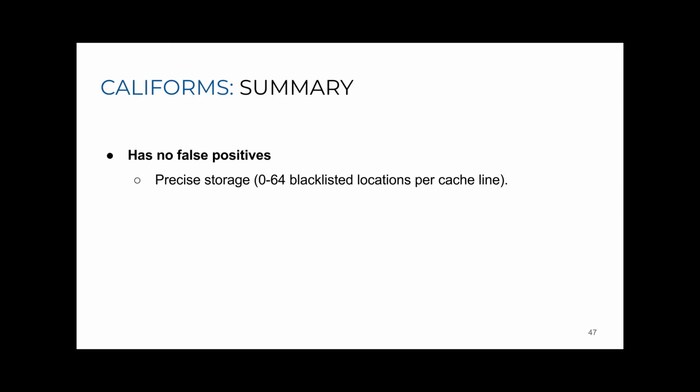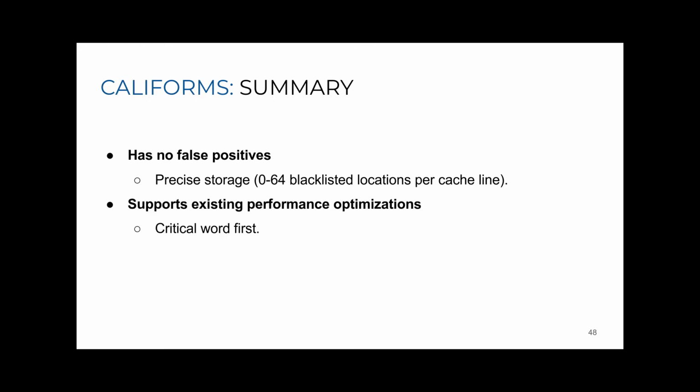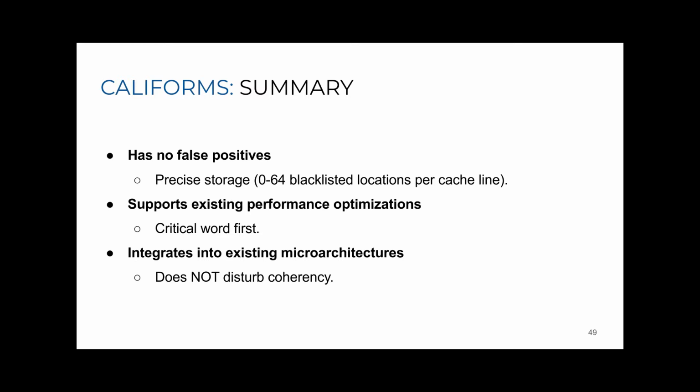Now, and to summarize, we note that Califorms has the following interesting properties. First, it has no false positives. In other words, it supports precise information storage, as it can handle from 0 to 64 blacklisted locations per cache line. Second, it supports existing performance optimizations, such as critical word first. Finally, it can be easily integrated into existing microarchitectures. For example, it doesn't disturb coherency.